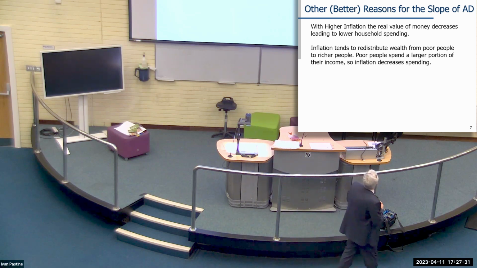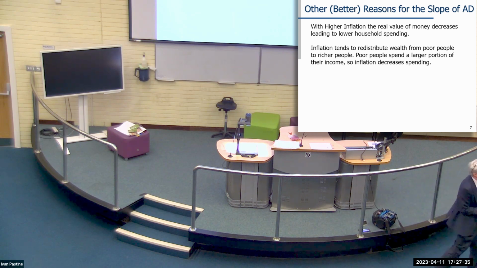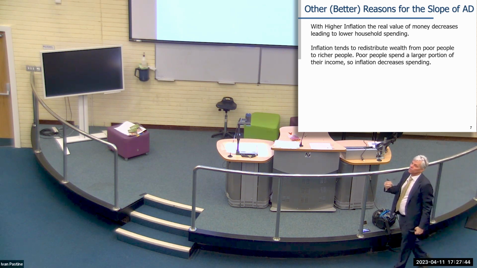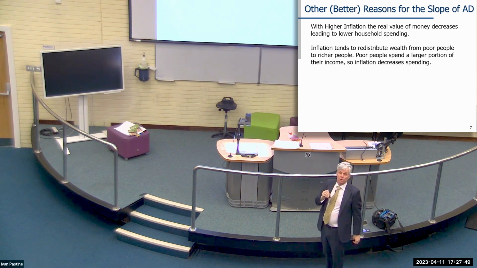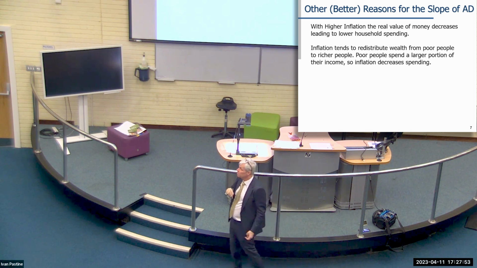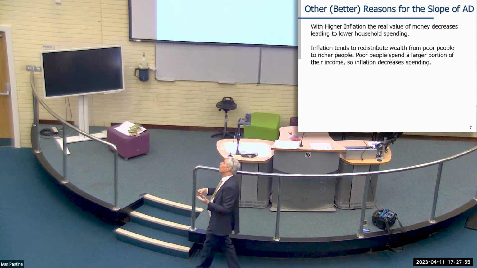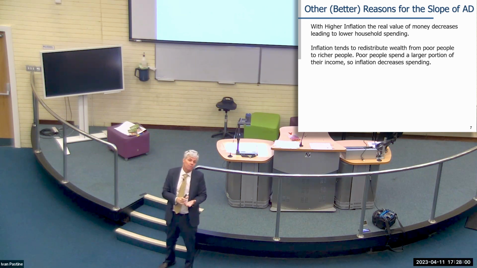Inflation tends to redistribute wealth from poor people to richer people. Poor people spend a larger portion of their income, so inflation would decrease spending. Now, it is not true that inflation only hurts poor people. Some people are going to win with inflation, some people are going to lose. Some rich people are going to lose badly. Some poor people are going to lose badly. But overall, the argument here is that poor people, on average, do worse with inflation than rich people.